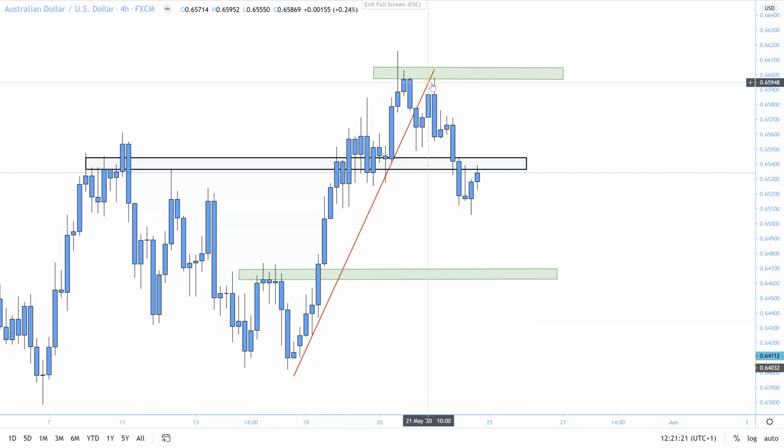We have the trend line, red line here. We've had that break. We have lower highs, lower lows being formed. So let's see if we can hold this level around 65.38 and see if we can have some of this continuation to the downside. Looking for dollar strength.